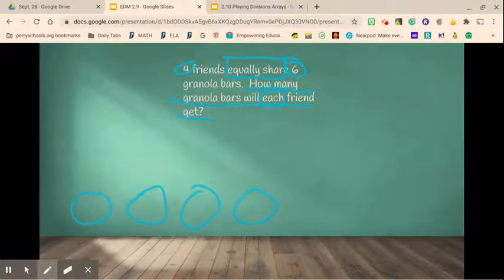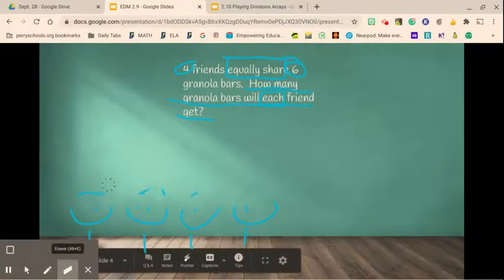And I'm sharing 6 granola bars equally. So I'm going to count them out, and I'm going to say 1, 2, 3, 4, 5, 6. But when I get here, I've shared my granola bars, but they are not shared equally because this person has 2, this one has 2, and this one has 1, and they have 1. So they are not shared equally.